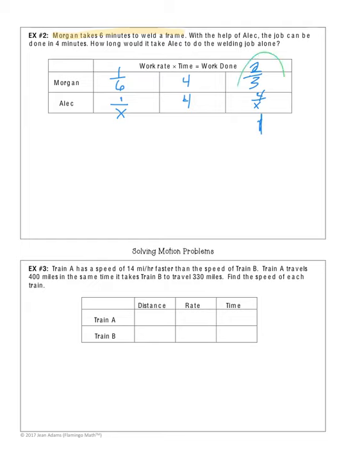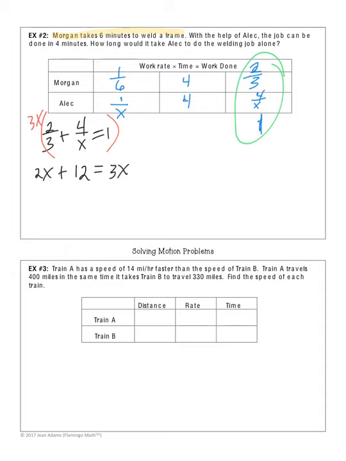And we get that from this column right here. So we've got 2/3 plus 4 over x equals 1 job. Then our least common denominator is 3x, so I'm going to multiply everything by 3x, both sides. When I multiply these two, the 3's are going to cancel, so I end up with 2x plus, and when I multiply these two, the x's are going to cancel, so I end up with 12 equals, and don't forget to multiply the 1 by your 3x.